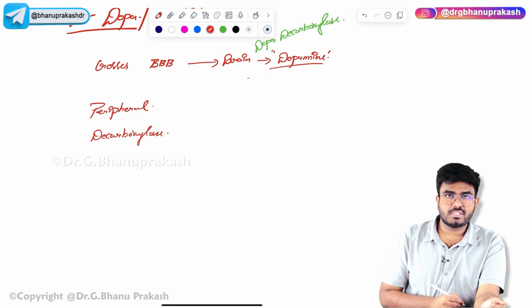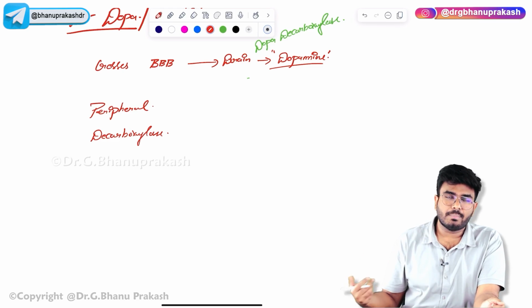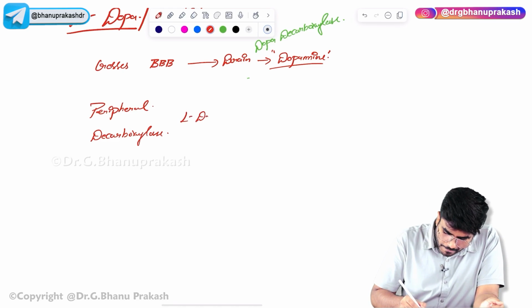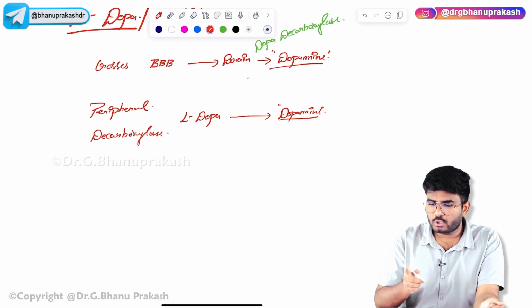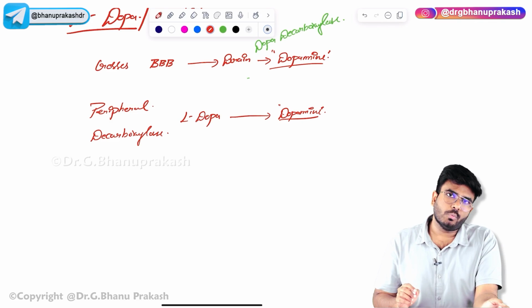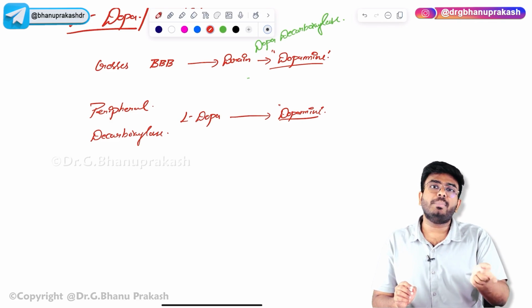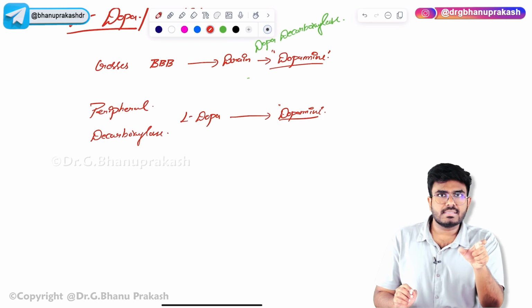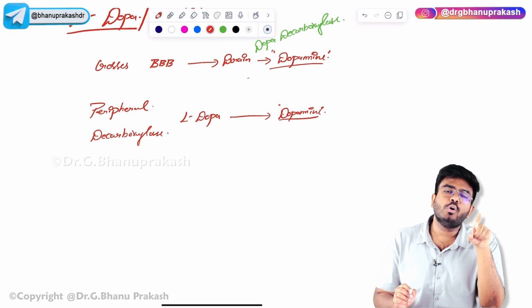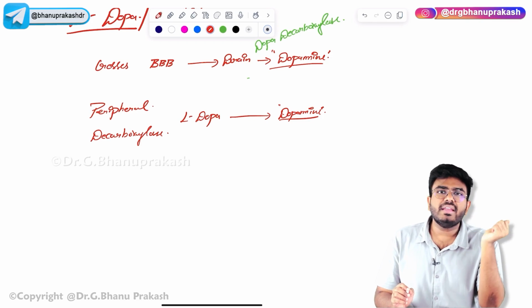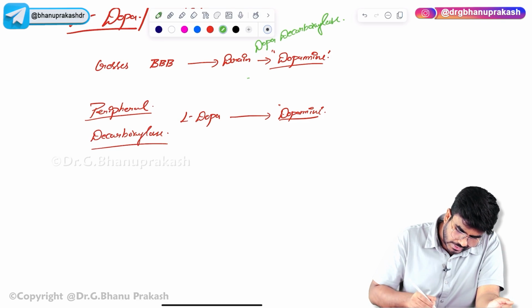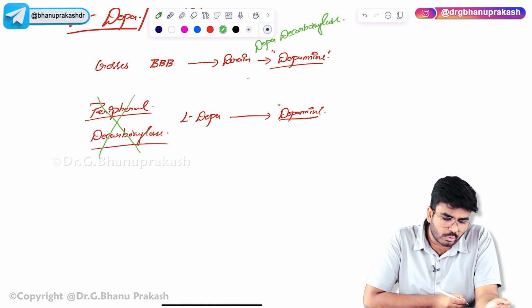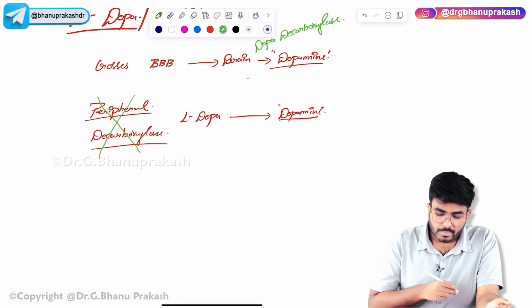Now what is this peripheral decarboxylase going to do? In the peripheral sites itself, in the blood itself, the L-dopa will be converted into dopamine. We want the dopamine in the central nervous system, but one problem with L-dopa is that it will be converted into dopamine in the periphery itself. So very little L-dopa reaches the central nervous system. Most of it is converted in the periphery. So you have to inhibit this peripheral decarboxylase. Who is going to do that job for you? It is done by carbidopa.